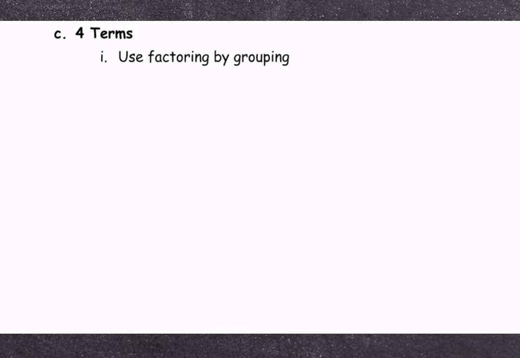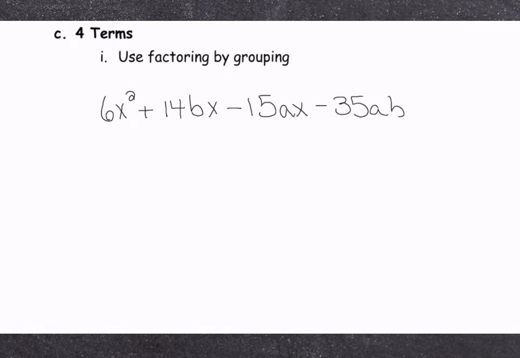Okay. So let's say 6x squared plus 14bx minus 15ax minus 35ab. So 4 terms. Is there a GCF among all 4 of the terms? And when I look, I have 6, 14, 15, 35. There is not a GCF among all 4 of the terms. And so since there's 4 terms, I'm just going to jump right into factor by grouping, because that's what you do when you have 4 terms.